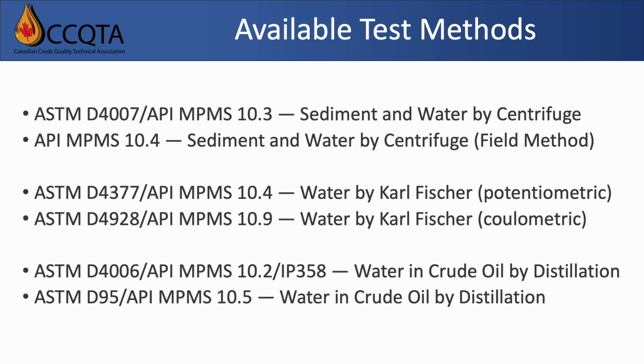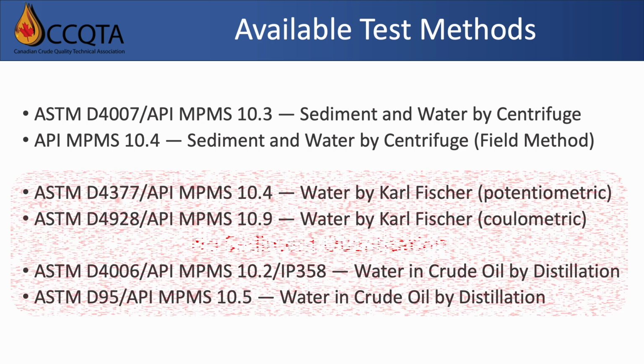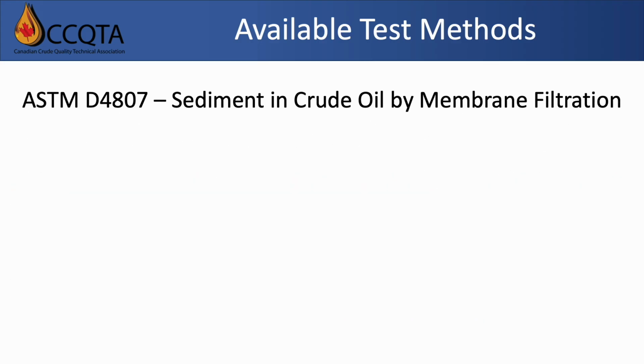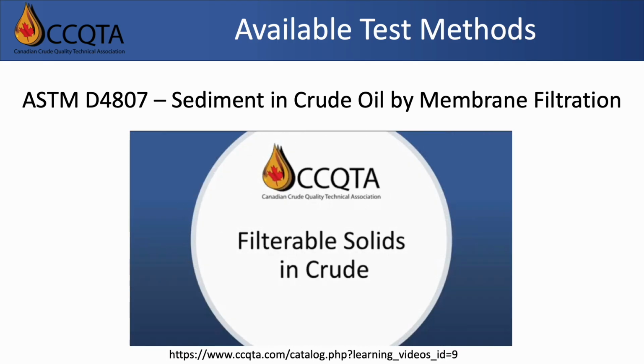This is one of the drawbacks of both the Karl Fischer titration and the distillation method, is that they do not quantify the sediment. To produce a typical sediment and water number, or S&W, the solids must be performed separately and the 2 results combined. The most common sediment method is ASTM D4807, sediment in crude oil by membrane filtration. Solids quantitation is covered in much more detail in the CCQTA Lunch and Learn on filterable solids.